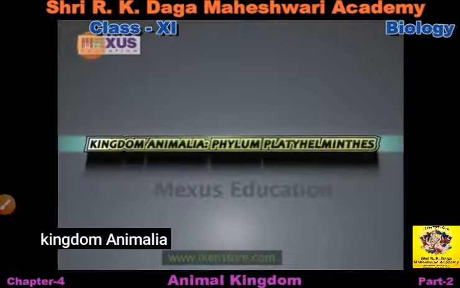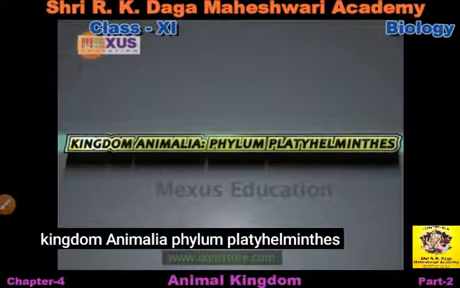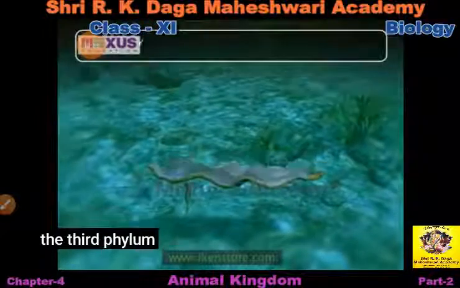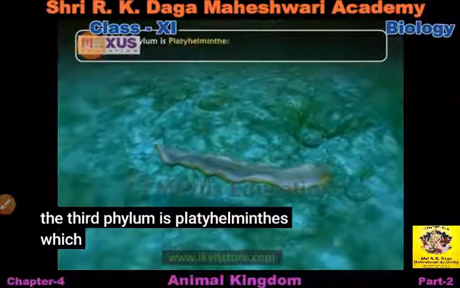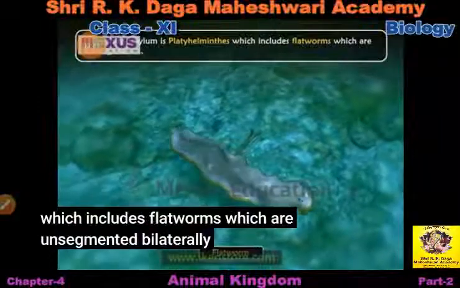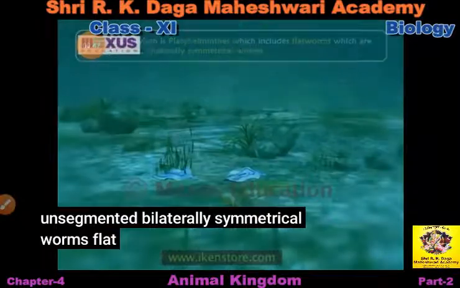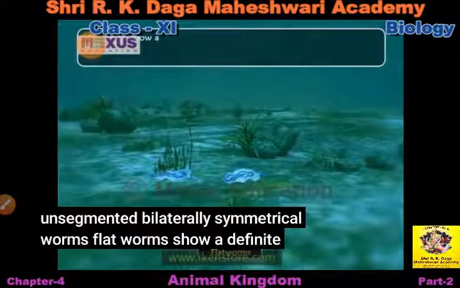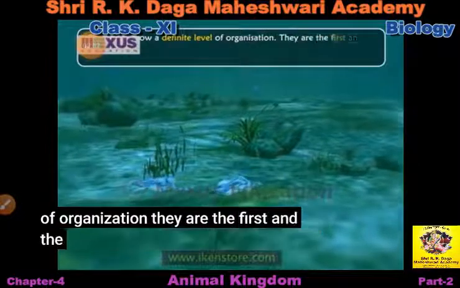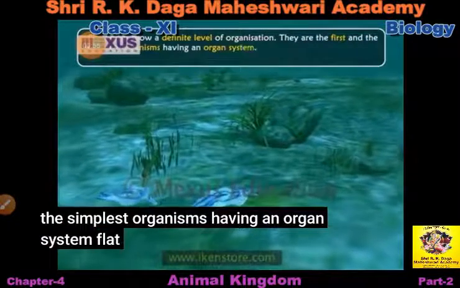Kingdom Animalia, Phylum Platyhelminthes. The third phylum is Platyhelminthes, which includes flatworms, which are unsegmented bilaterally symmetrical worms. Flatworms show a definite level of organization. They are the first and the simplest organisms having an organ system.